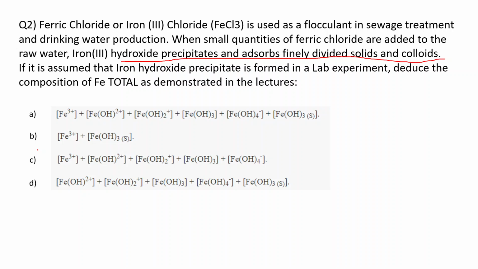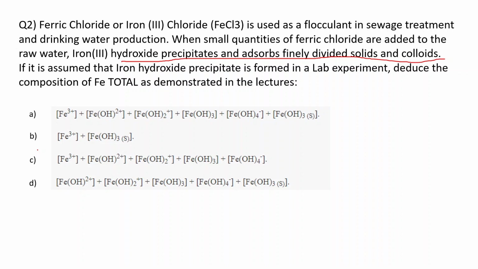Next question is, ferric chloride is used as a flocculant. So why are we using ferric chloride? This will form a gelatinous ferric hydroxide which precipitates, and in the same process, because of the gelatinous structure, it will attract small finely divided colloidal solids, and in the process of settling, these solids will also settle with sodium hydroxide.